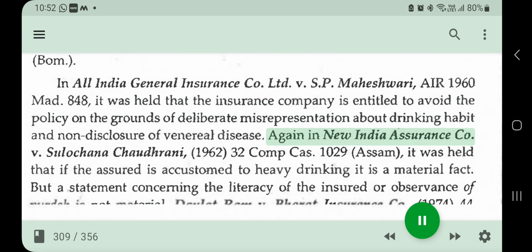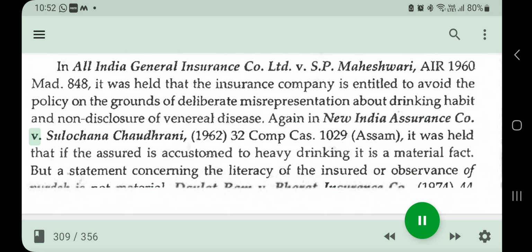Again in New India Assurance Company v. Sulochana Chaudhrani, 1962-32 Comp. Cas.